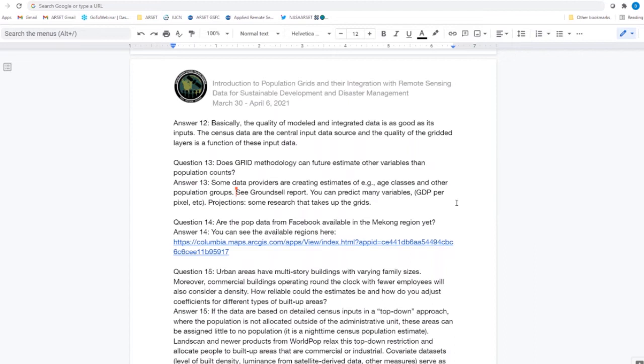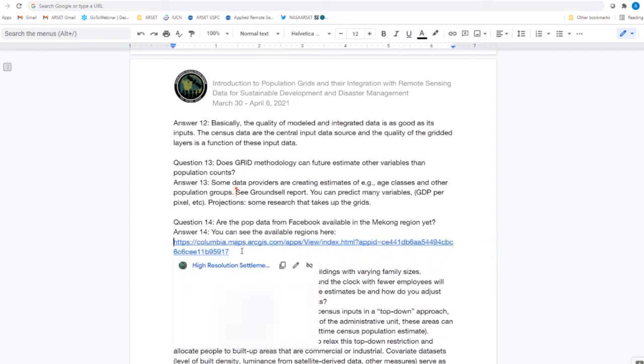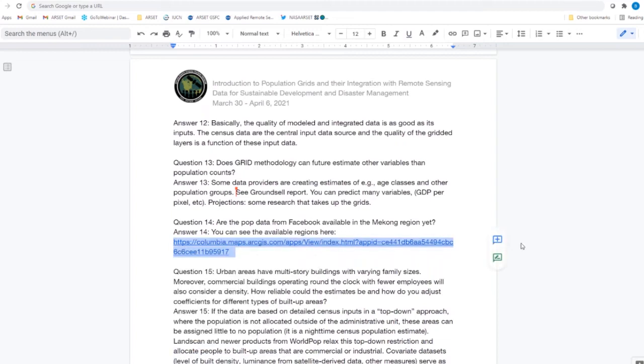Question 14, and this seems to be a little bit more regional, but you referred to Facebook population data in one of the data sets, and somebody was asking if it's available for the Mekong region yet. I'm going to post this link in the chat box so you can see it. What it looks like is a reference to see where the population data sets are currently available for Facebook.